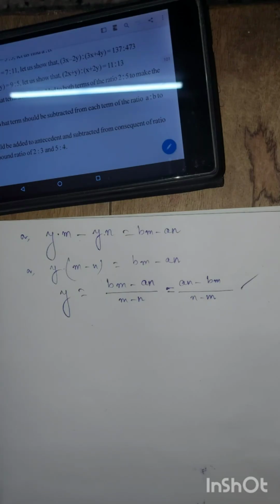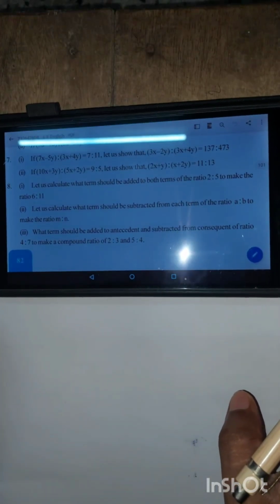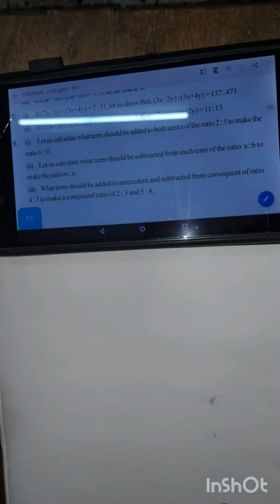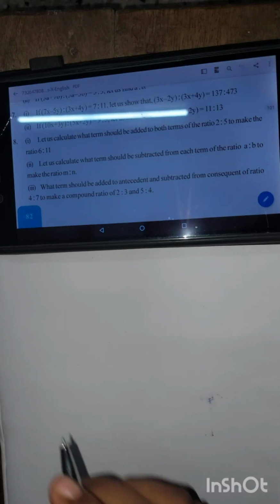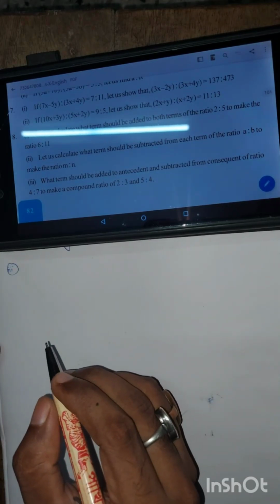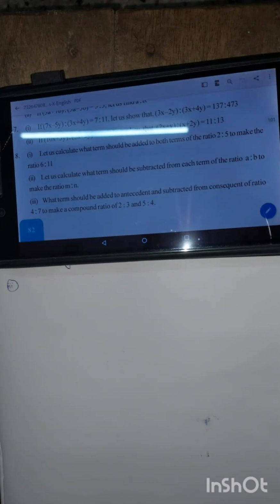Now let us proceed to question number 3. Question number 3 says, what term should be added to the antecedent and subtracted from the consequent of the ratio 4:7 to make a compound ratio of 2:3 and 5:4?